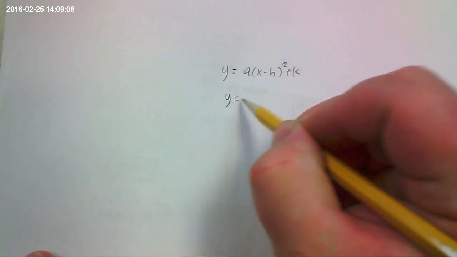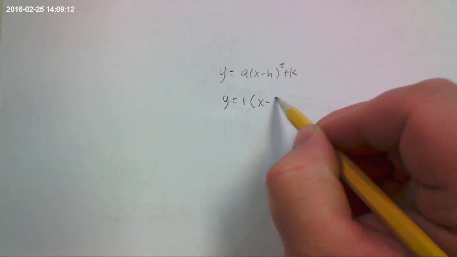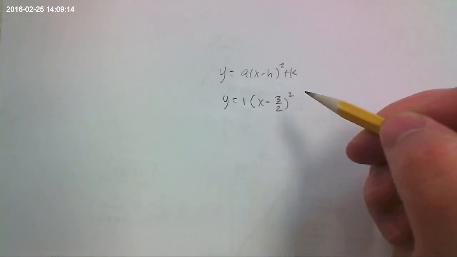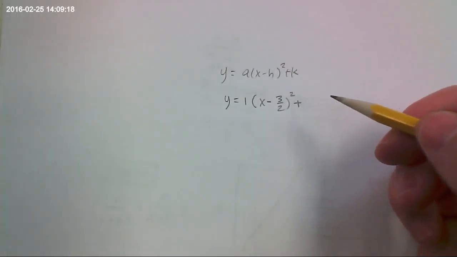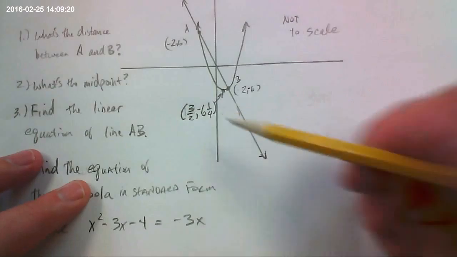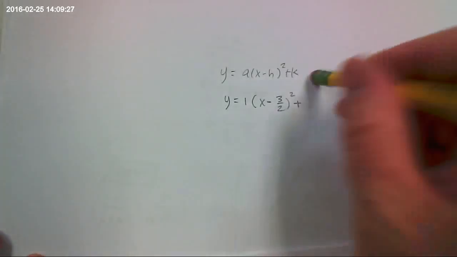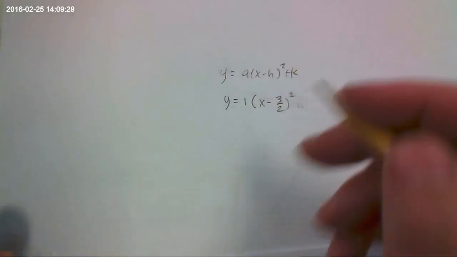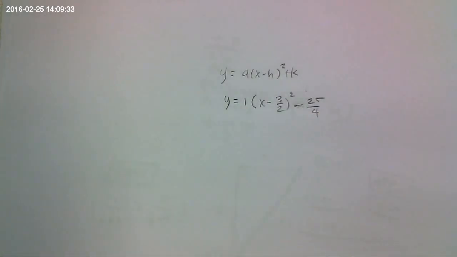So y equals 1 times (x minus 3 over 2) squared. Is it going to be minus 3 over 2? Because it's the opposite sign, right? Now, I don't want to write 6 and 1/4. It's hard to do math with mixed numbers. So I'm going to go ahead and write minus 25 over 4. Same number, correct? Same number.